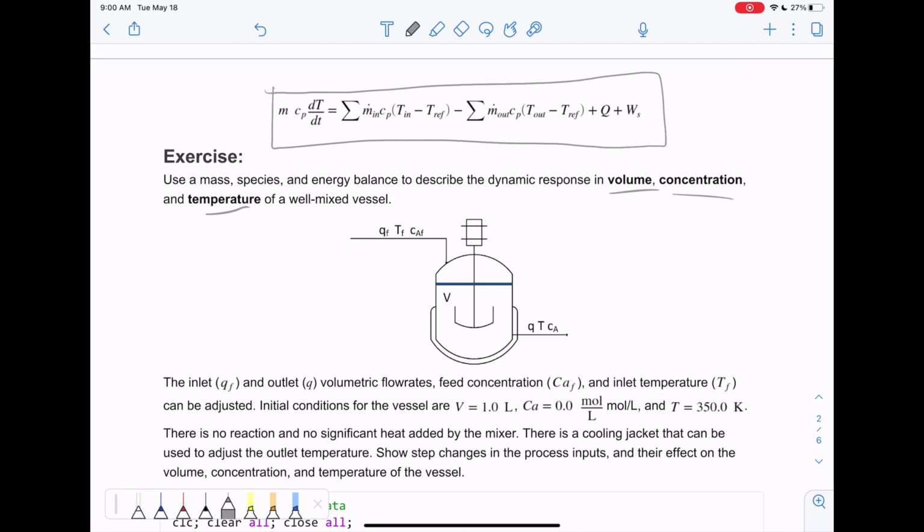We're going to have some constants. Our volume is going to be 1 liter. Concentration initially is going to be 0 moles per liter. And we're going to have an initial temperature of 350 degrees Kelvin. There's no reaction and no significant heat added. But we do have a cooling jacket, so that will help our energy balance. We'll have some heat exchange going on there. So we go ahead and look at it now in MATLAB, and we're going to discuss how we're going to model this problem.